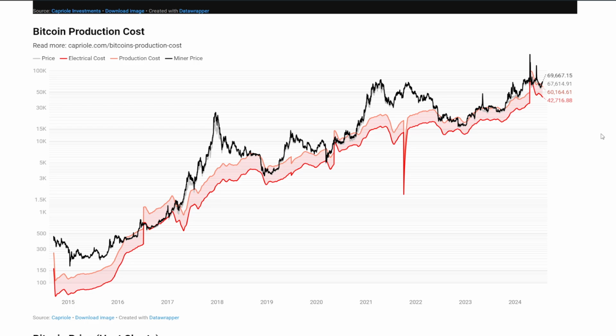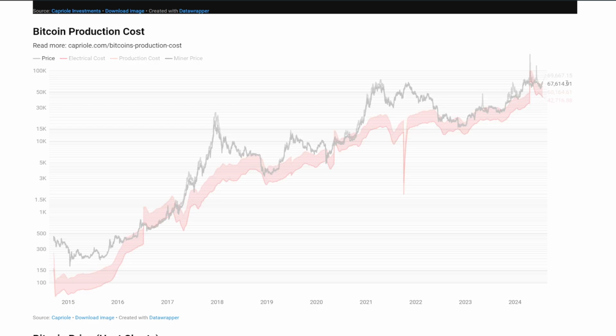So I want to point something out. Bitcoin is now trading above its production cost. 67,614 is kind of where this last updated. It's roughly around there. It's the aggregate spot price, probably on the index, if I had to guess. Now, that's the price of Bitcoin. The production cost is right here. It is at 60,164. So Bitcoin is back above production cost. Now, it needs to remain above production cost to get capitulation ending signals.